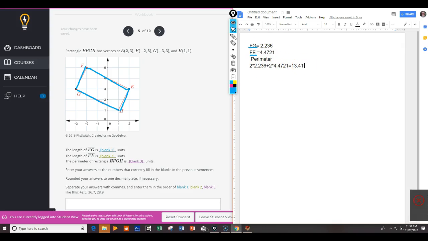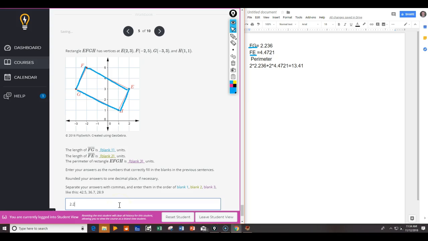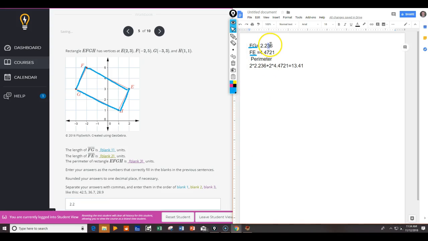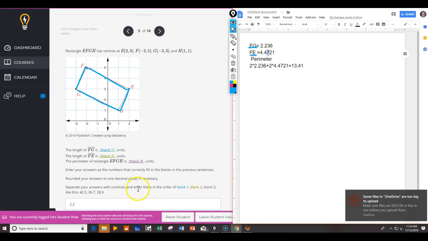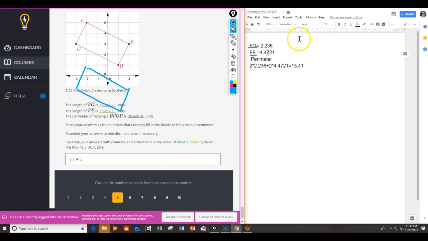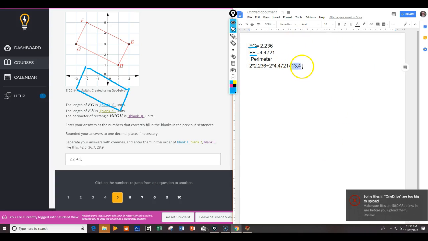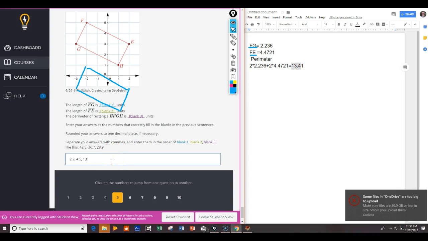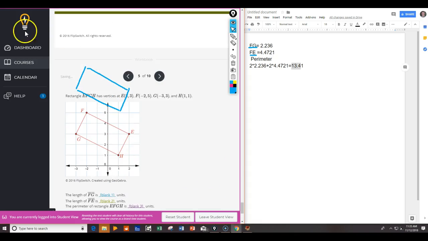So blank 1, FG is 2.2, since that 3 there is less than a 5. FE is 4.5 because the 7 is greater than a 5, and it rounds that 4 up to a 5. So I'll do comma space 4.5, comma space, and the perimeter is 13.4. Since this 1 is less than a 5, it stays as 13.4. Hope that helps.